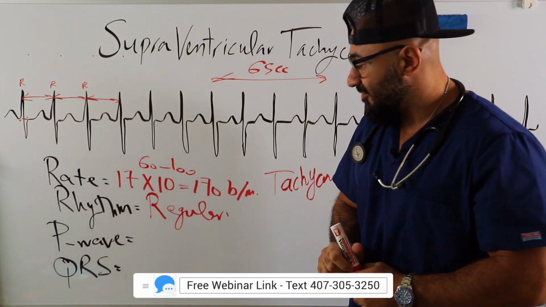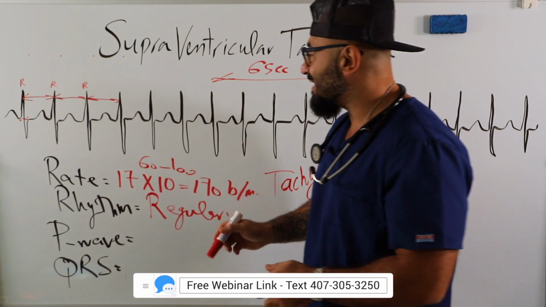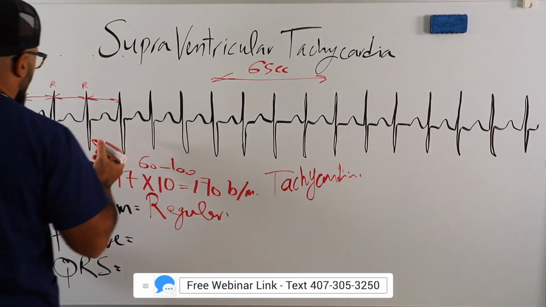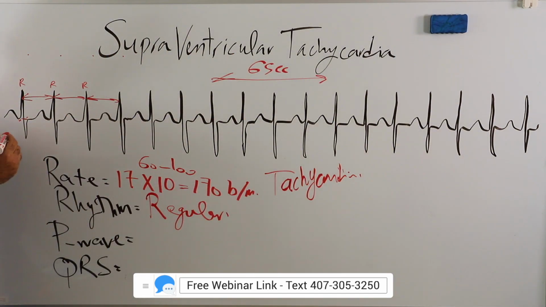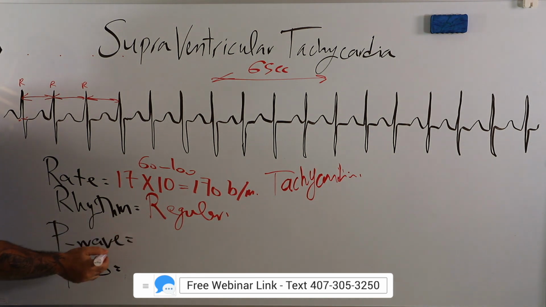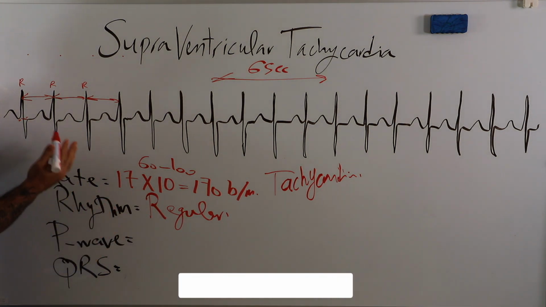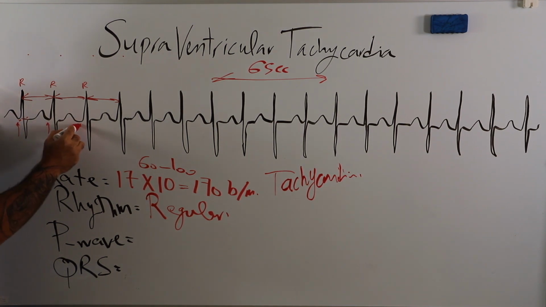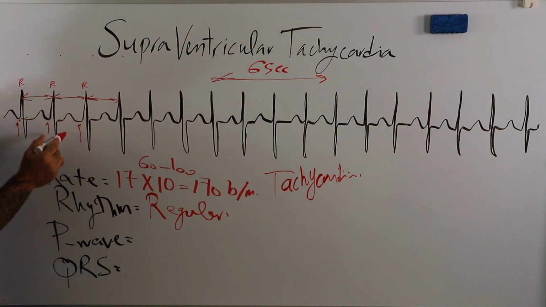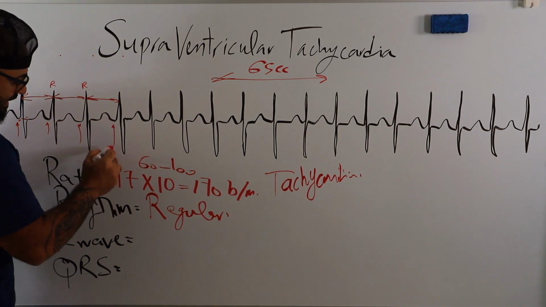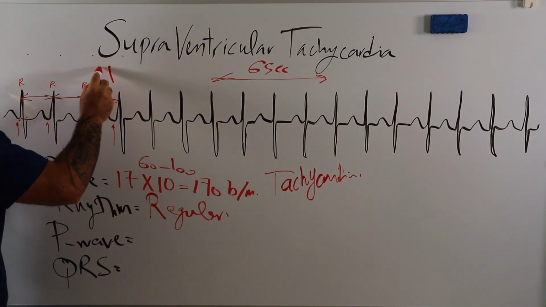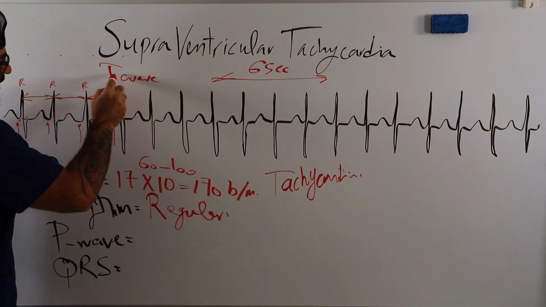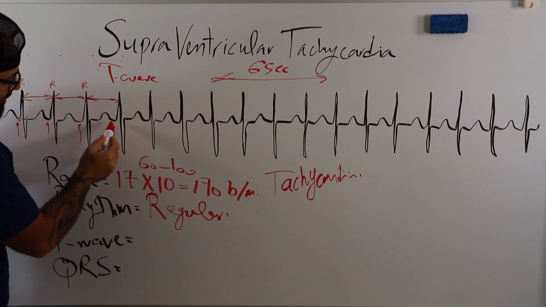Now P wave, I want to check P wave. P wave is the wave that comes before QRS. So it should be here somewhere, right? Now you might think that this is a P wave, but this is actually a T wave. Not a P, it's a T wave. All right, this is a T wave right after the QRS.